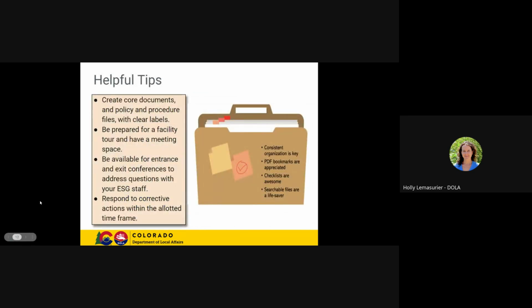Subrecipients are encouraged to create a core documents grant file, and this will include a copy of your grant application, your executed grant contract, and the budget, any ESG correspondence you receive from your grant manager about your funded activities, your monthly financial reimbursement submissions and your backup documentation, and your funded activities policies and procedures manual. You may also want to include your quarterly report CAPERs that you submit in Neighborly.